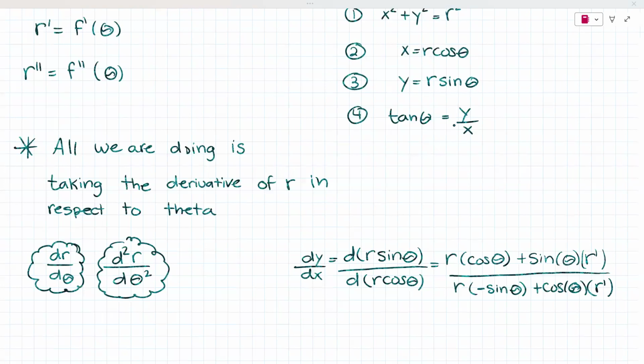And dy dx, so dy is the derivative of r sine theta, and then dx is the derivative of r cosine theta. So over here, we took the derivative of r with respect to theta. You're multiplying r times sine theta, so how do you take the derivative of two multiples? You use the product rule.